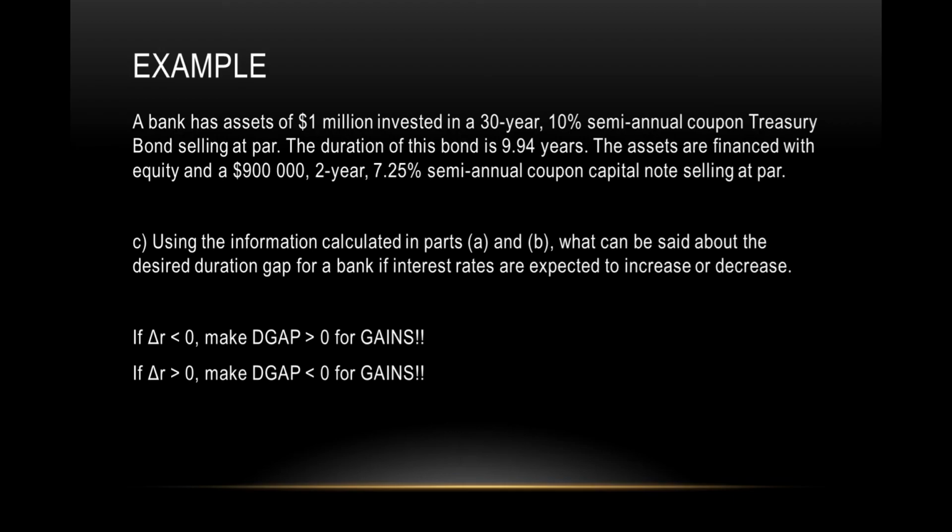So if a bank expects interest rates to decrease, then they should make the duration gap positive for a positive change in equity. And on the other hand, if banks think that the interest rate is going to increase, then they should make the duration gap negative. And that'll also give them a positive change in equity. This is sort of like the repricing gap, which we covered in the repricing model videos, except it's sort of like the opposite relationship.